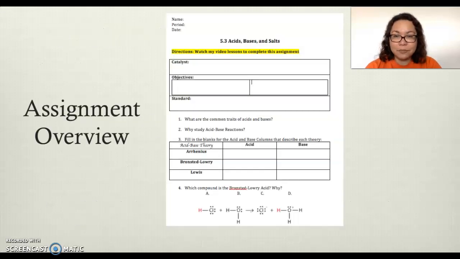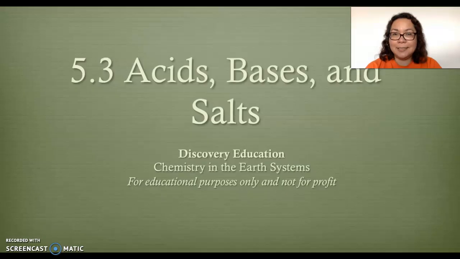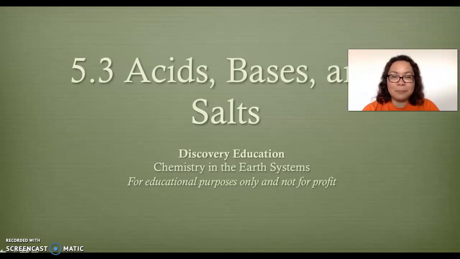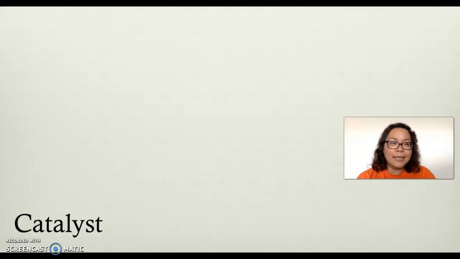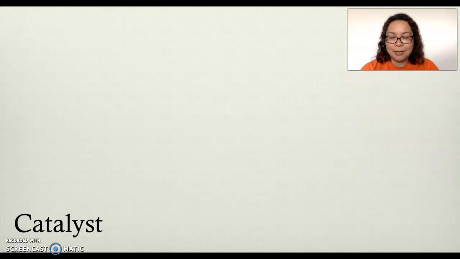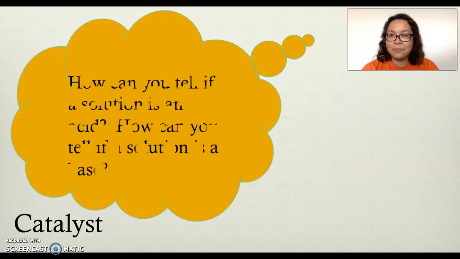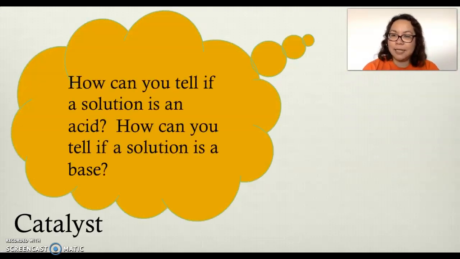Now, your assignment for this week should look like this. We are doing chapter 5.3, acids, bases, and salts. Answer this catalyst question in the box. How can you tell if a solution is an acid? How can you tell if a solution is a base? Think about that. Put in your answer. Pause this video if you have to, and then move on.